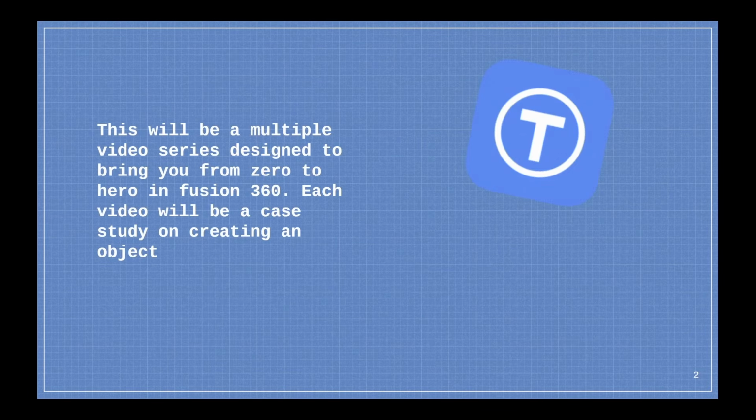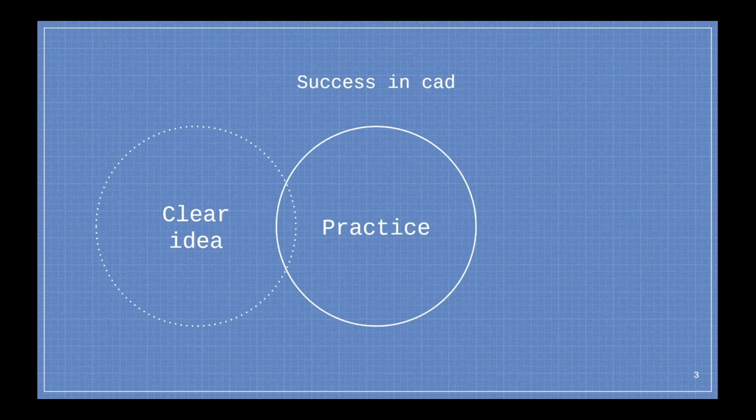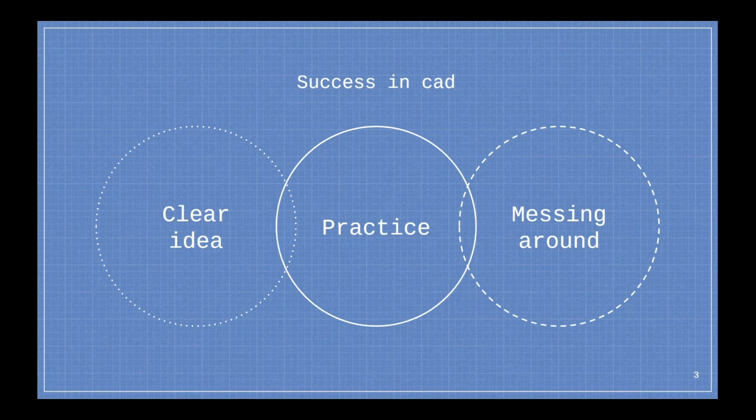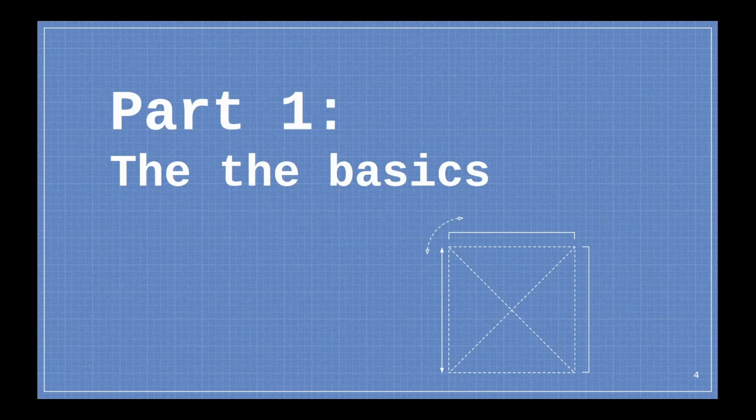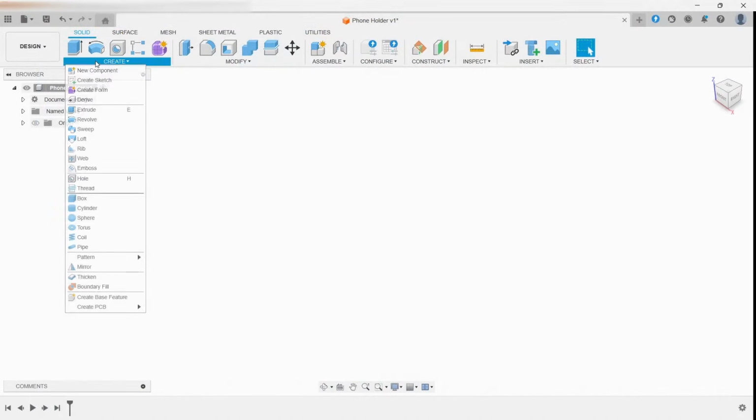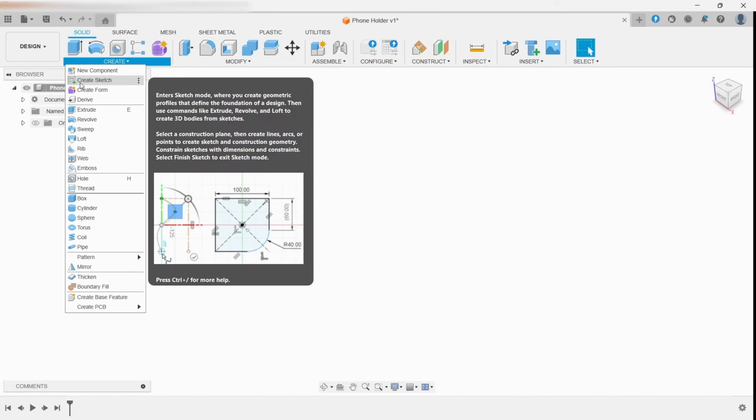In today's video we'll be doing a 0 to Hero Fusion 360 course. This will be a video series, with this video being the first one. In each video we will do a brief introduction and then an actual product. To succeed in CAD you need three things: a clear idea, practice, and honestly just messing around in the CAD software. But now let's start with the basics.